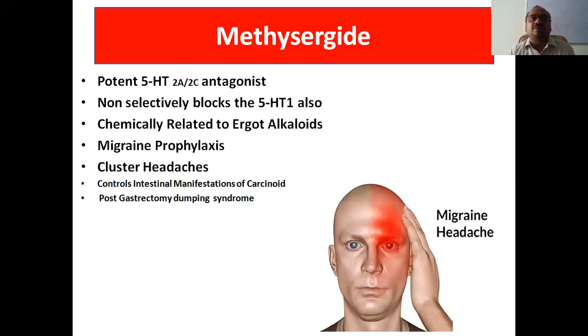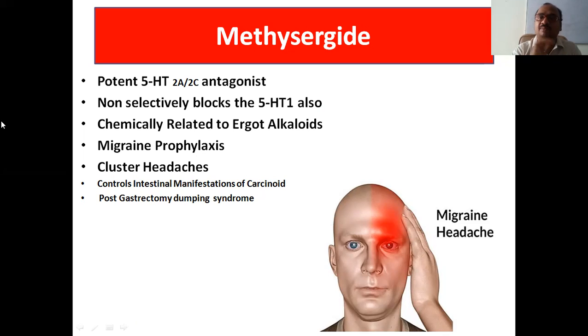Non-selective, it blocks the 5-HT1 also. Chemically related to ergot alkaloids. This also appeared in the question paper: which of the following drugs is chemically, structurally related to the ergot alkaloids? Methysergide. Mainly used to avoid the migraine.